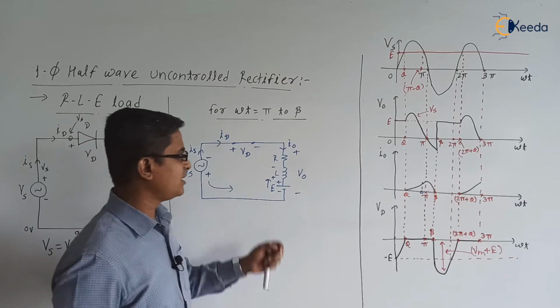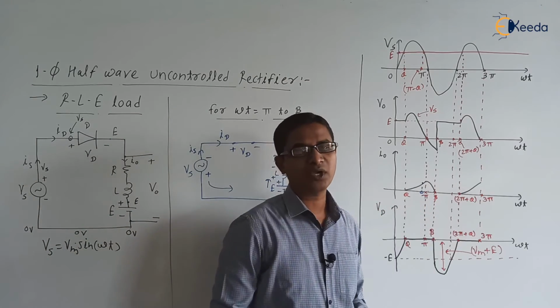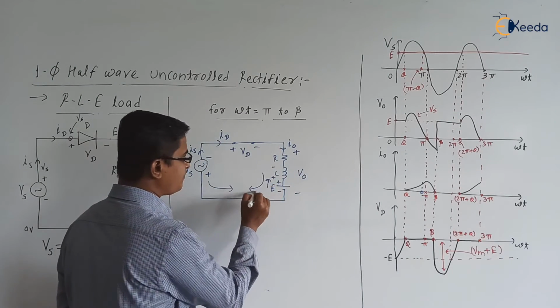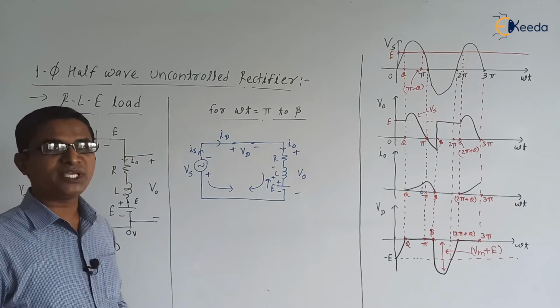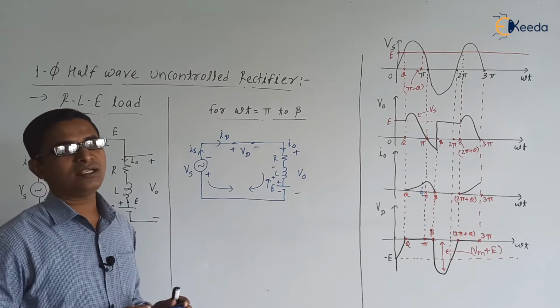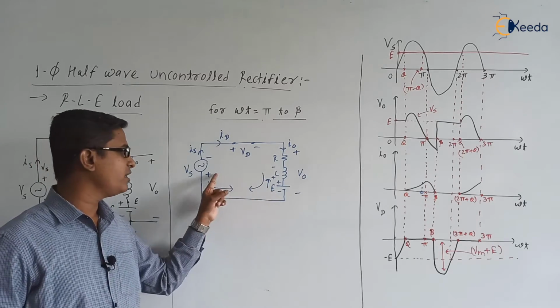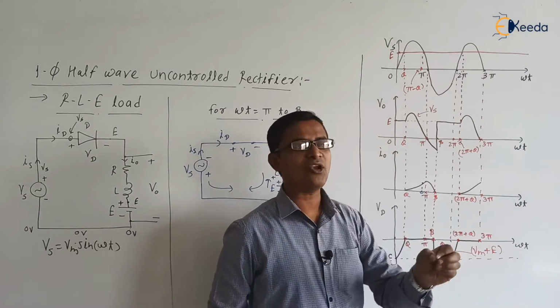Okay, but will this inductor allow the sudden reversal of the current? Not possible. So again, whatever energy is stored by the inductor is released in opposition to that of the EMF E as well as Vs. Okay, so please be careful. After pi till beta, the inductor is releasing the energy in opposition to the EMF E and the supply voltage Vs. But if you check near pi, what is the value of the supply voltage?